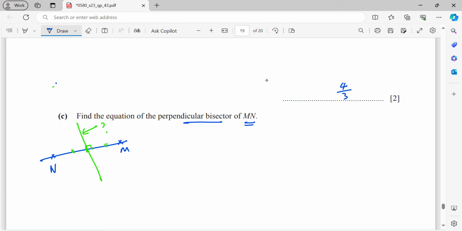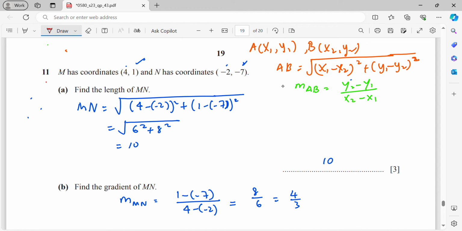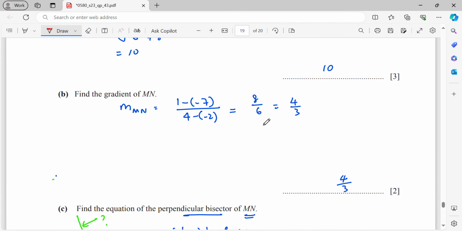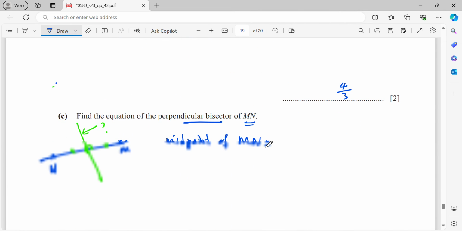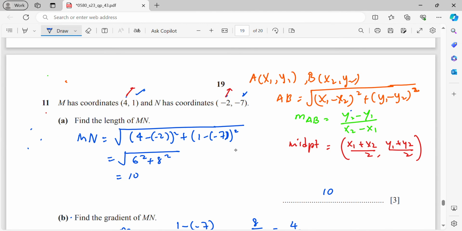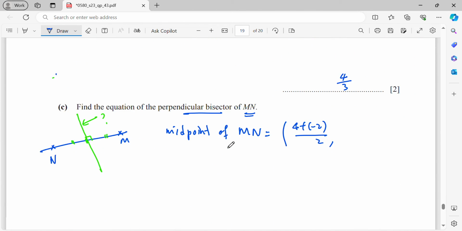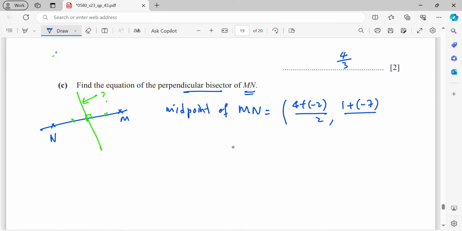First of all, we have to find the midpoint of MN. For the midpoint, you add the two x values together and get the average. The midpoint is x1 plus x2 over 2, y1 plus y2 over 2. So I add 4 plus -2 divided by 2, which is my x coordinate. For my y coordinate, you get the average of 1 and -7: 1 plus -7, then divided by 2. This is going to be 2 over 2 and then -6 over 2. Then you will get (1, -3).